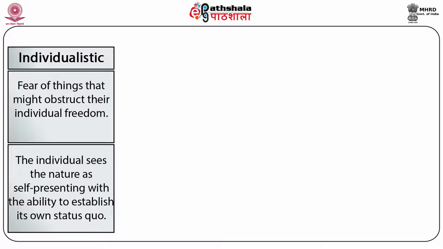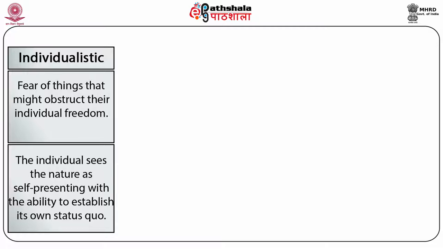Then how does the individual in this individualistic pattern see himself? The individual sees nature as self-presenting, with the ability to establish its own status quo. The individual in this kind of setup sees how nature is independent of many things. The individual also tries to identify with nature and says that I am also like nature, and he tries to maintain this status quo.